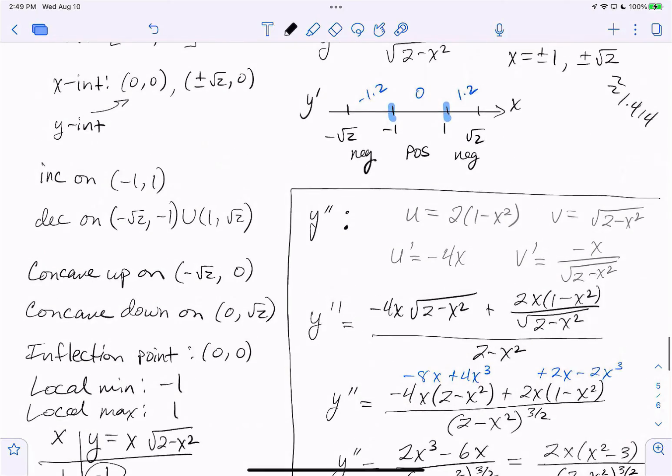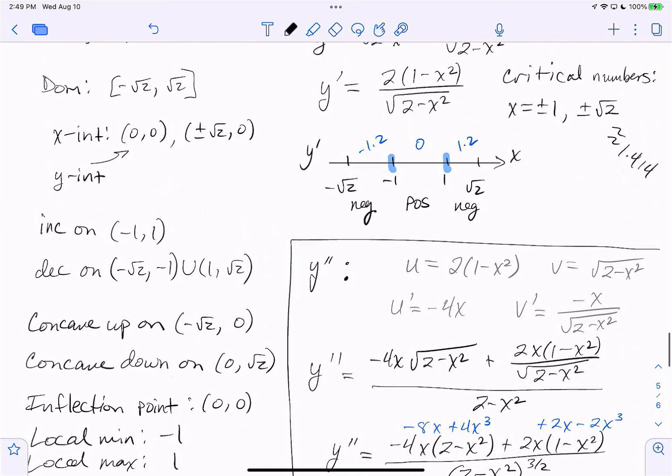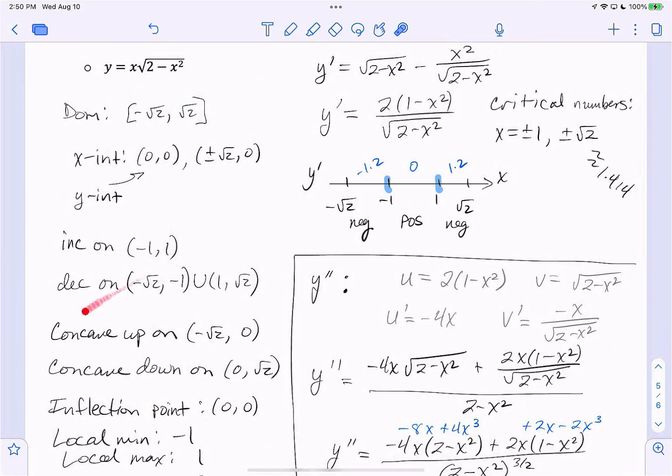Okay. Now I have a bunch of information in front of you, namely all this stuff over here. And I'd like to use this information about the domain, intercepts, intervals of increasing and decreasing, concavity, the inflection point, and local extrema to, you guessed it, sketch the graph of the function. Come back when you're done.